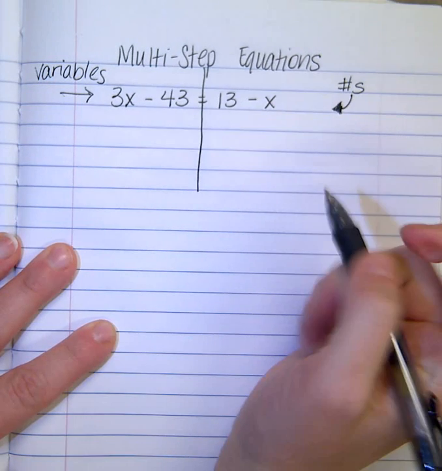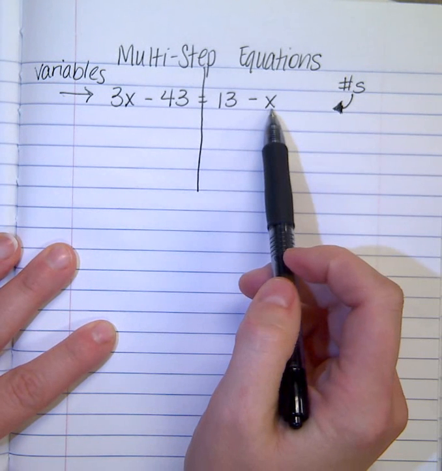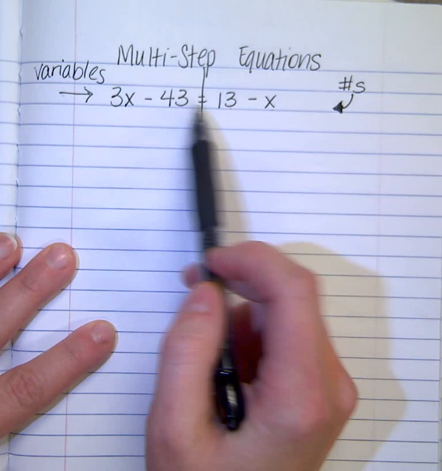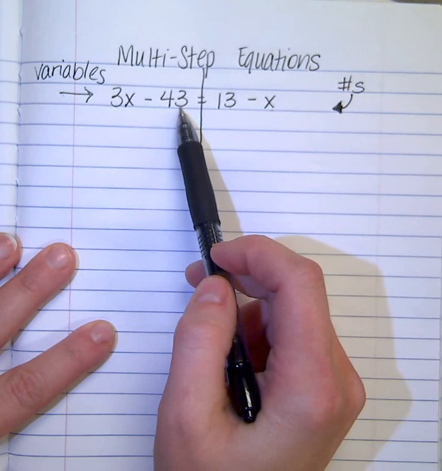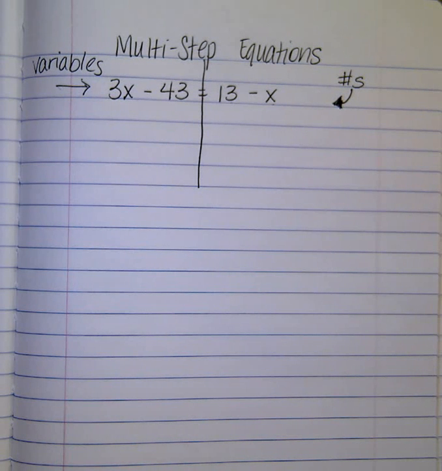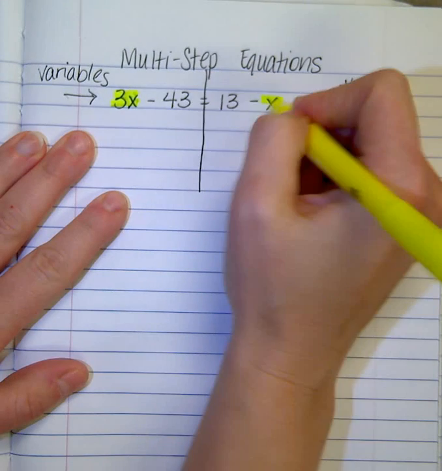And we want to get all the letters, all the variables, on this side. And the numbers, we want them on this side, okay? So you can see here that we have an x over here and a number over here, and we have an x over here and a number over here, okay? So what I'm going to do right now is highlight the variables so you can see them easily, okay?